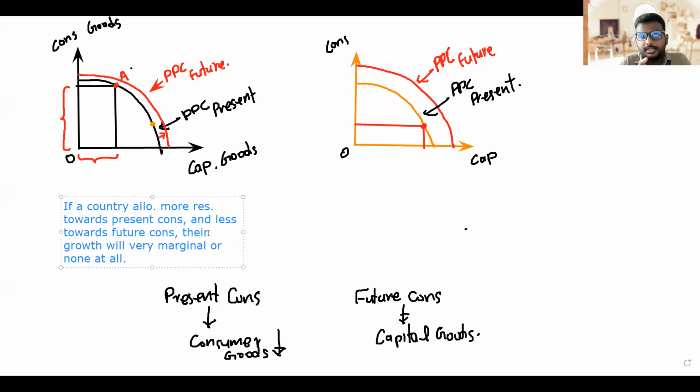So you can answer in this manner also, using present consumption and future consumption, or you can use consumer goods and capital goods as well. Just wanted to mention that also. Amna, if they allocate more resources towards capital production, you can see a huge growth, whereas here only a very small growth.